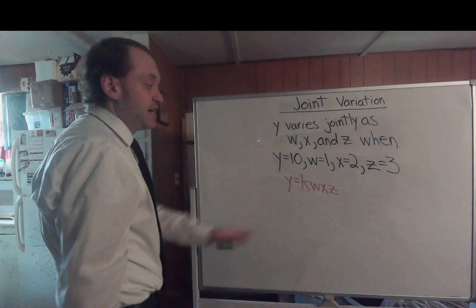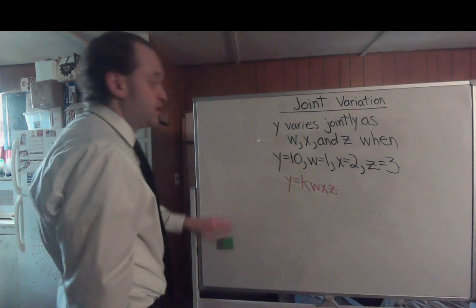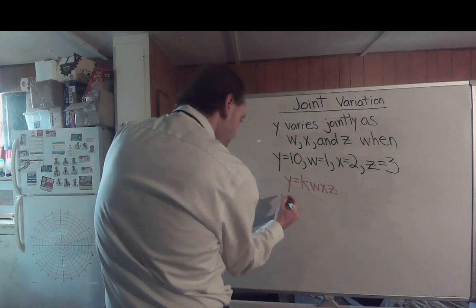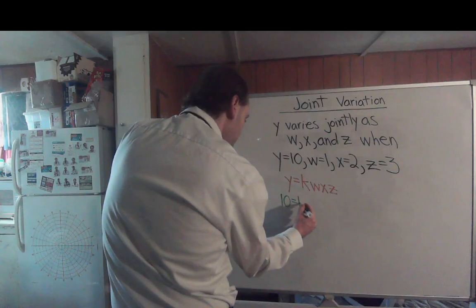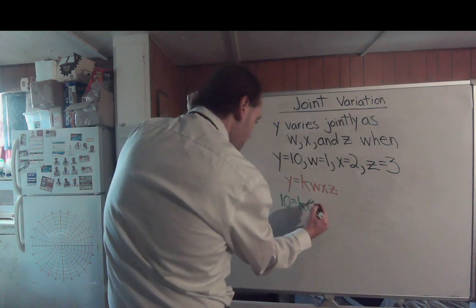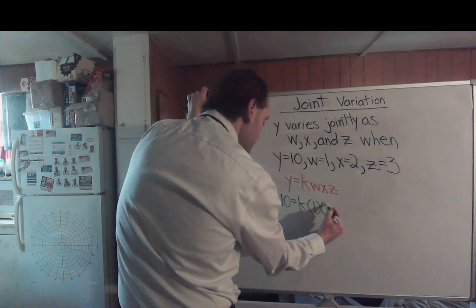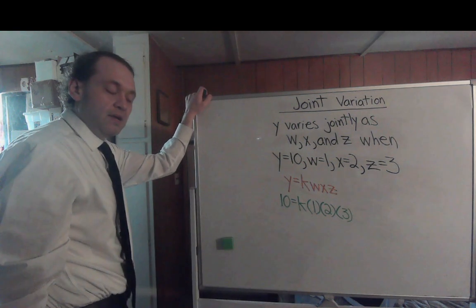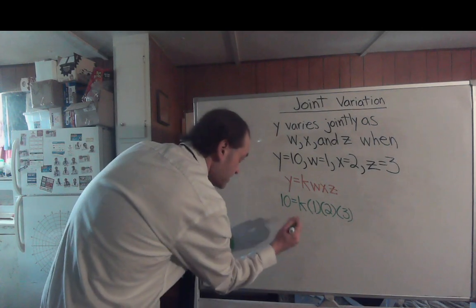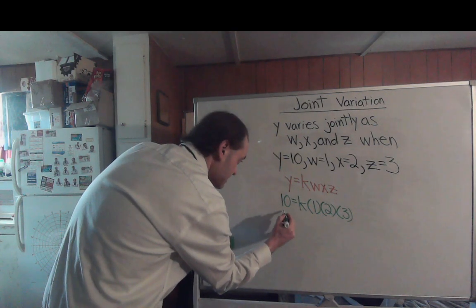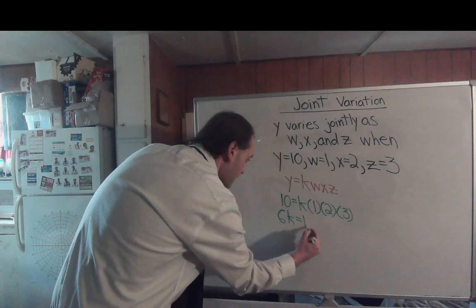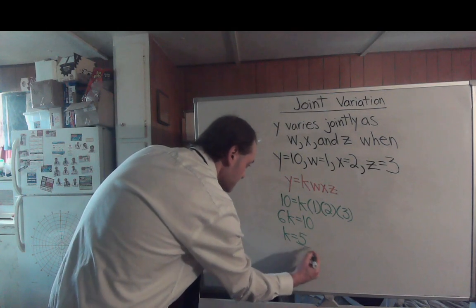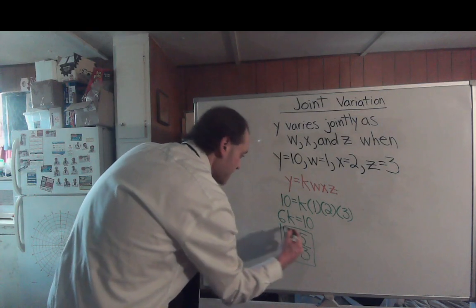Now you just need to find that constant of variation by inputting all your values into this setup here. So y is 10. That means 10 is going to equal k times your w of 1 times your x of 2 times your z of 3. So what does this mean? That means then that 1 times 2 is 2 times 3 is 6. So that means that 6k equals 10, which would give you that k equals 5/3. So your constant of variation is 5/3.